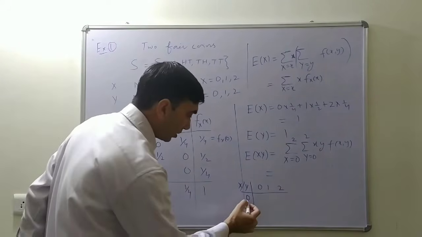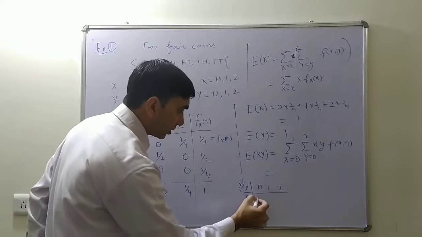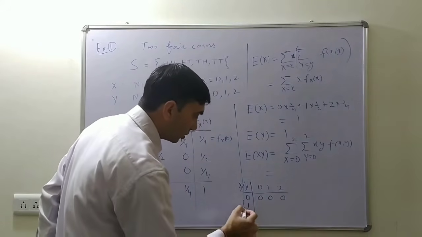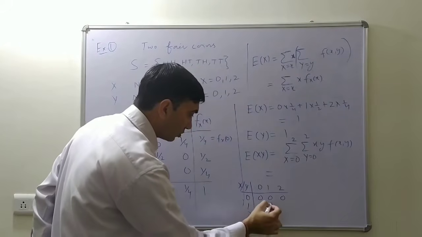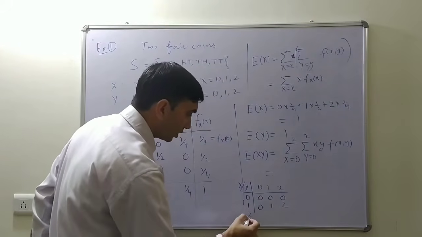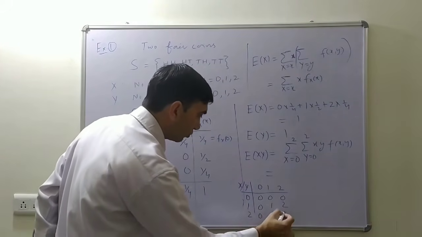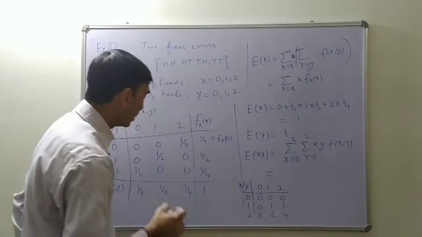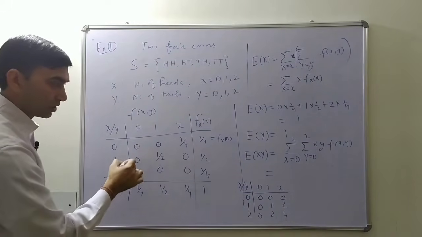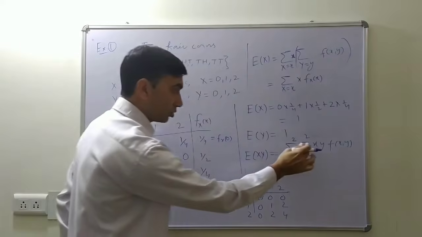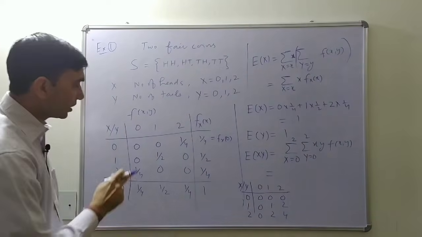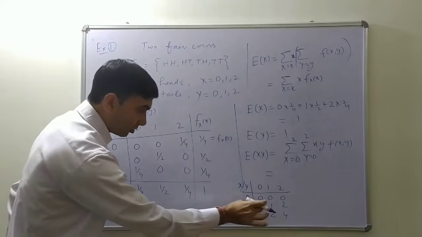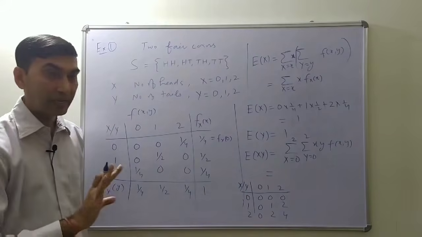So if I write X into Y: 0 into 0 is 0, 0 into 1 is 0, 0 into 2 is 0, then 1 into 0 is 0, 1 into 1 is 1, 1 into 2 is 2, then 2 into 0 is 0, 2 into 1 is 2, 2 into 2 is 4. This table is for XY, this table is for fxy. So what to do to perform this double summation? Just multiply the corresponding values of the table with this table and add.